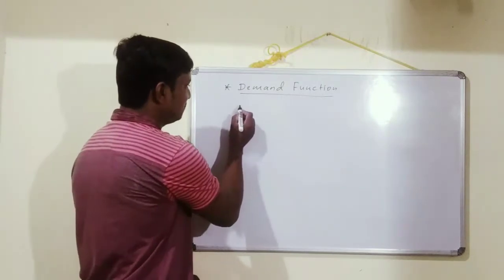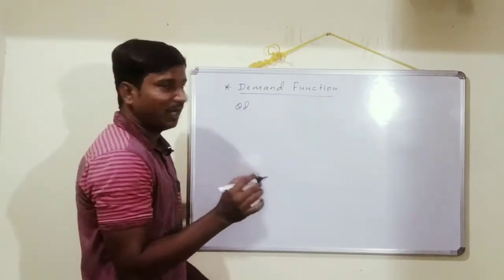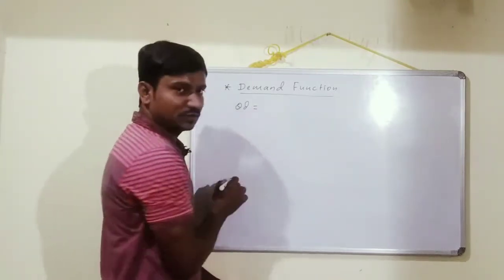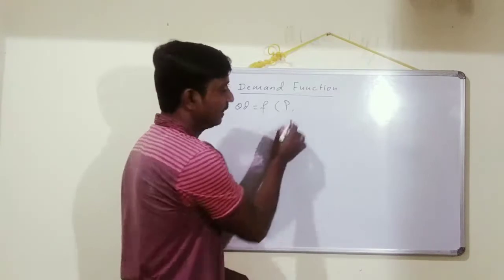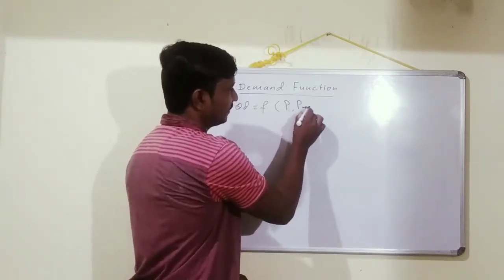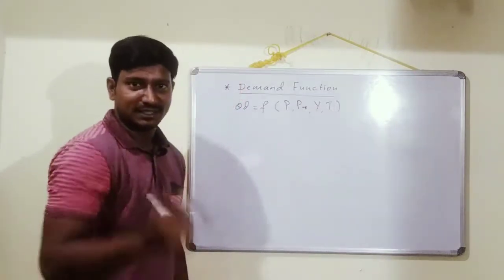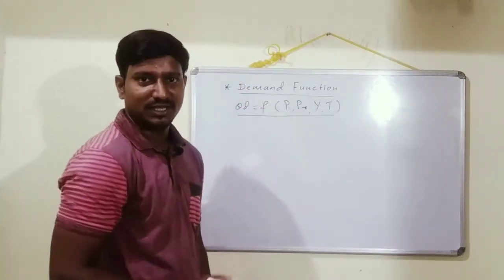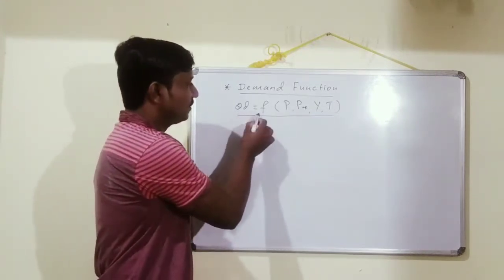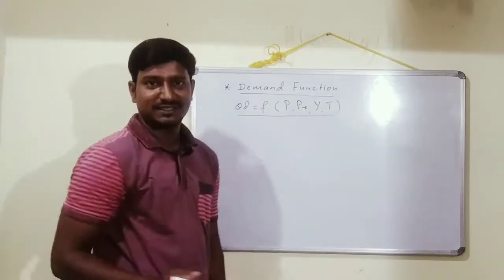So what are the determinants of demand that we have here? They can be written in this demand function formula, that is QD is equal to F of P, PR, Y and T. That is how the demand function can be represented by this equation.